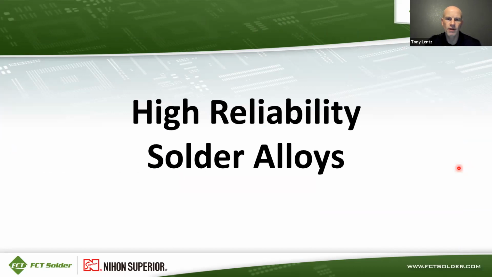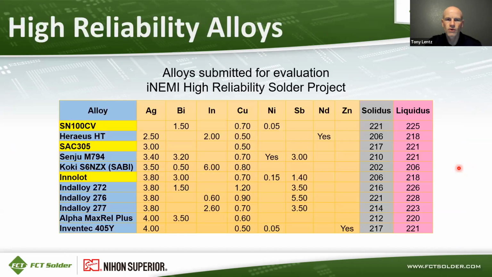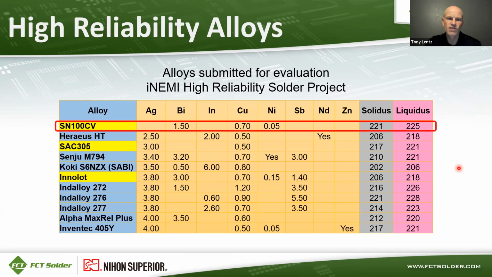All right, let's talk about high reliability solder alloys and what we mean when we say that. Here's a table of alloys that were submitted for an iNEMI high reliability solder project a few years ago. There are 3 highlighted alloys that I'm going to share some data on. The first one is SN100CV, which is composed of 1.5% bismuth, 0.7% copper, and a trace of nickel, 0.05% nickel. That melts in the range of about 221 to 225 C, so a little higher melting range than SAC305.